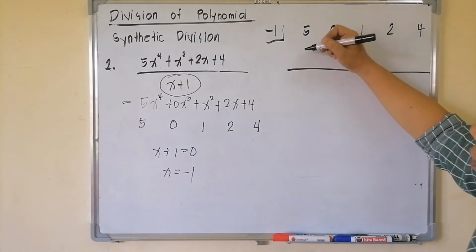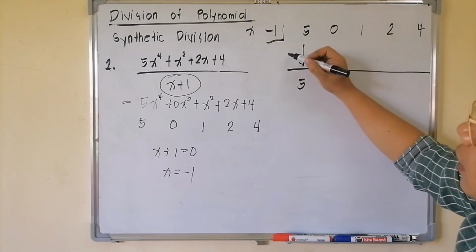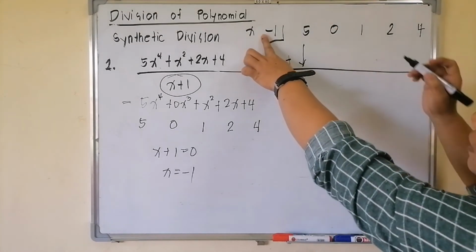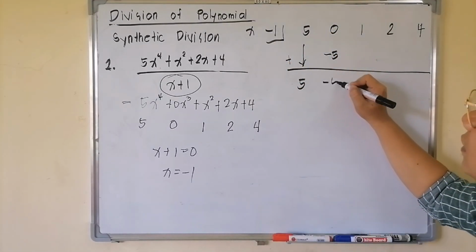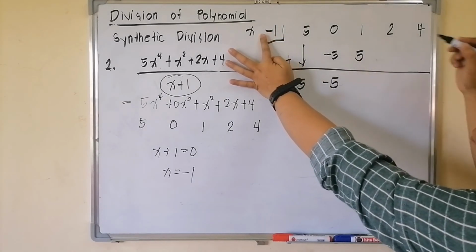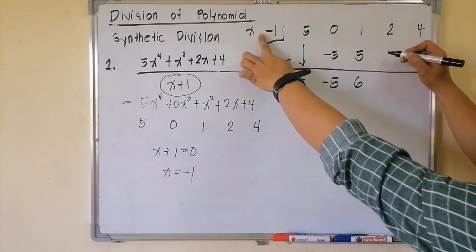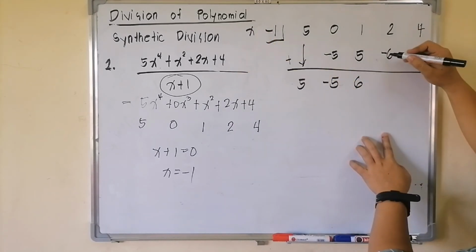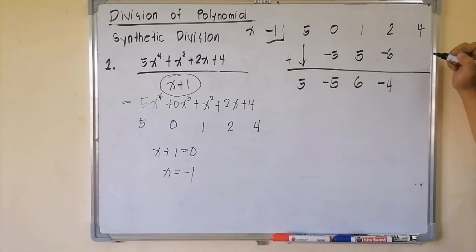The same thing, bring down the first constant, that's 5, multiply here, and 5 times negative 1 is negative 5. 0 plus negative 5 is negative 5. Negative 5 times negative 1 is positive 5. 1 plus 5 is 6. 6 times negative 1 is negative 6. 2 minus 6 is negative 4. Negative 4 times negative 1 is positive 4, and 4 plus 4 is equal to 8.